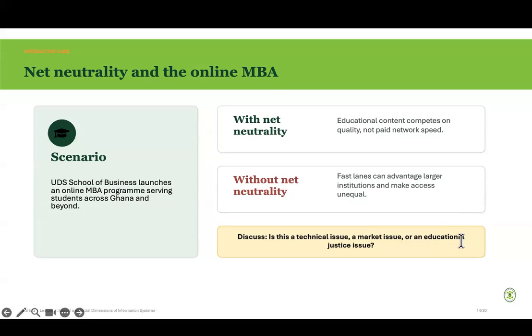Now, if you look at this carefully, the question I want to pose is: is this mainly a technical problem, a business problem, or an ethical problem? Technically, it concerns how internet service providers manage networks. Economically, it is about competition and pricing, and I know many of you will come from this angle. But if you look at it in an ethical manner, it concerns fair access. Fair access to education, and whether money should determine the quality of digital opportunity. Okay.